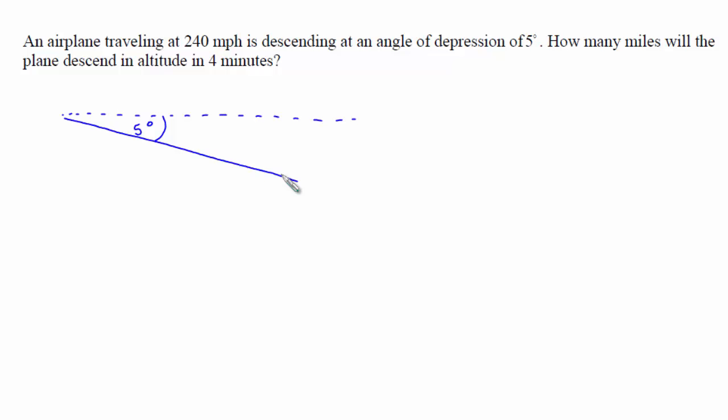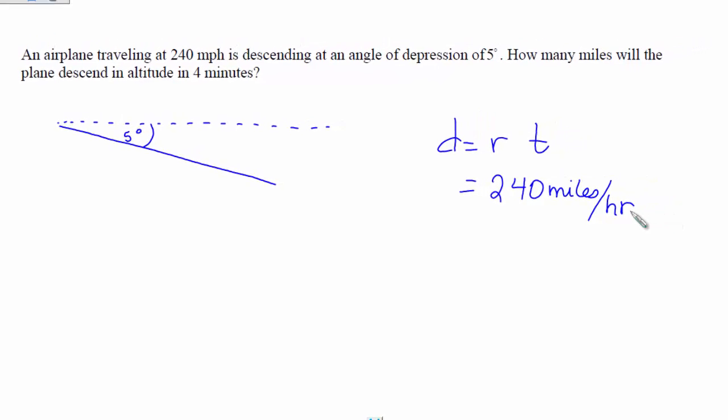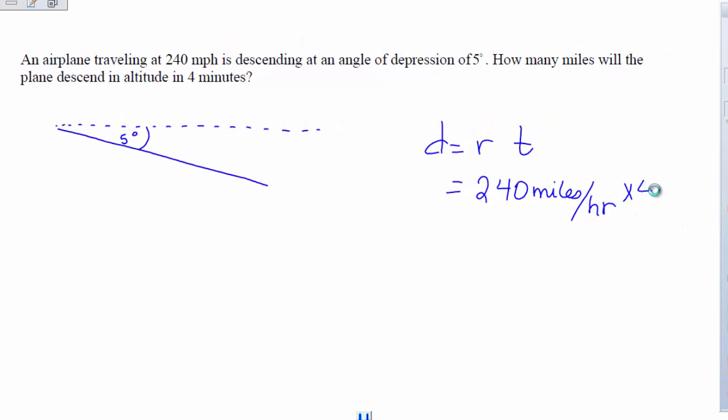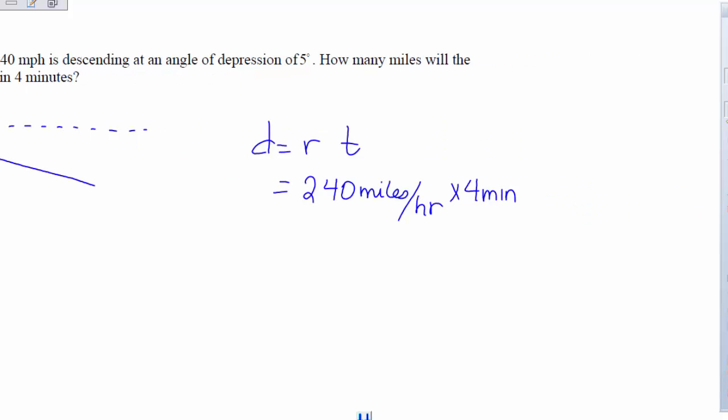So one thing we need to know is how long do we travel on this path for the 4 minutes. So we're going to use distance equals rate times time. The rate is 240 miles per hour. Okay, and our time is 4 minutes. Of course, I need to convert that to hours.